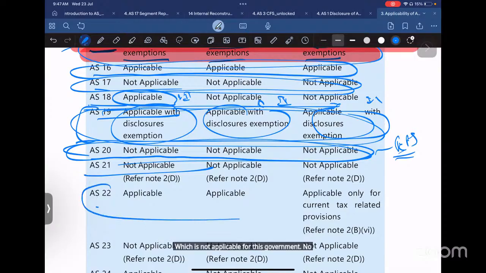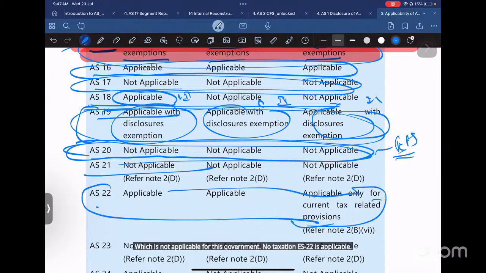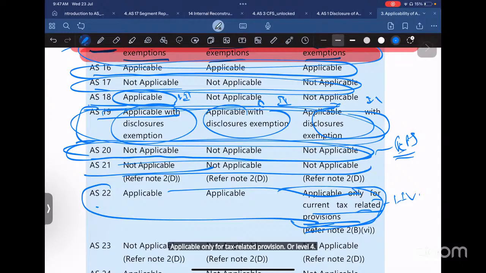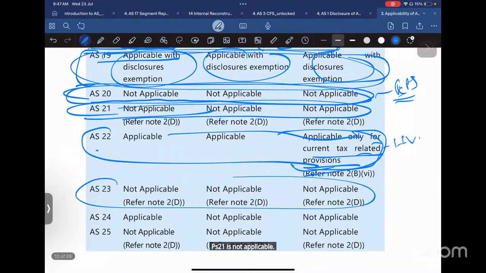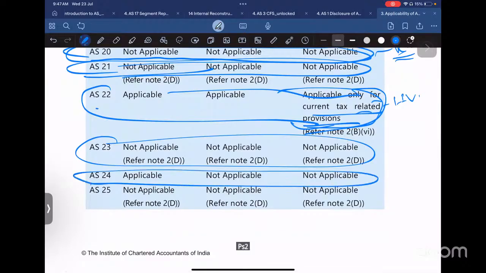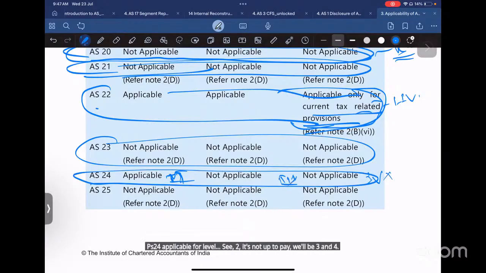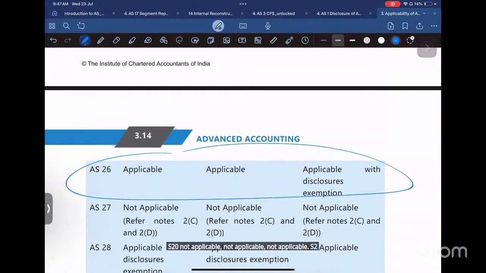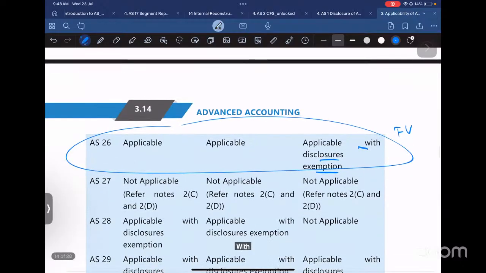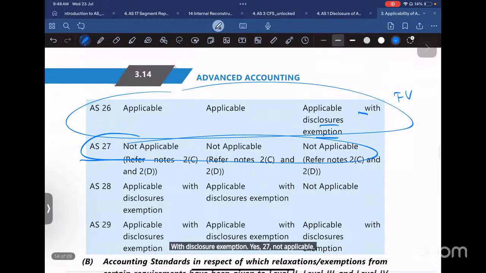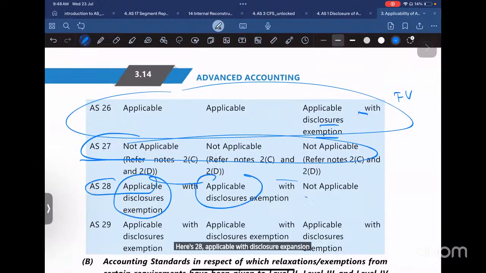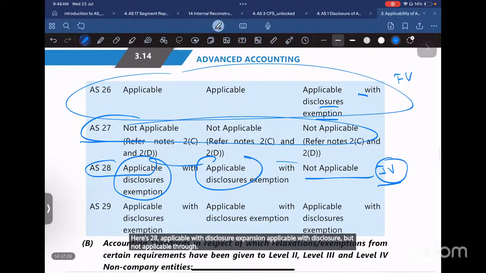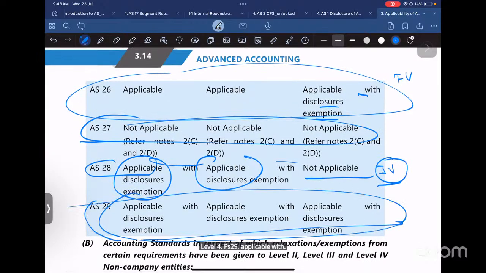Now, taxation: AS22 is applicable only for current tax related provision for level 4. AS21 is not applicable. AS23 is not applicable. AS24 is applicable for level 2, but not applicable to 3 and 4. AS25 is not applicable. AS26 is applicable, and for level 4 with disclosure exemption. AS27 is not applicable. AS28 is applicable with disclosure exemption, but not applicable to level 4. AS29 is applicable with disclosure exemption to all entities.